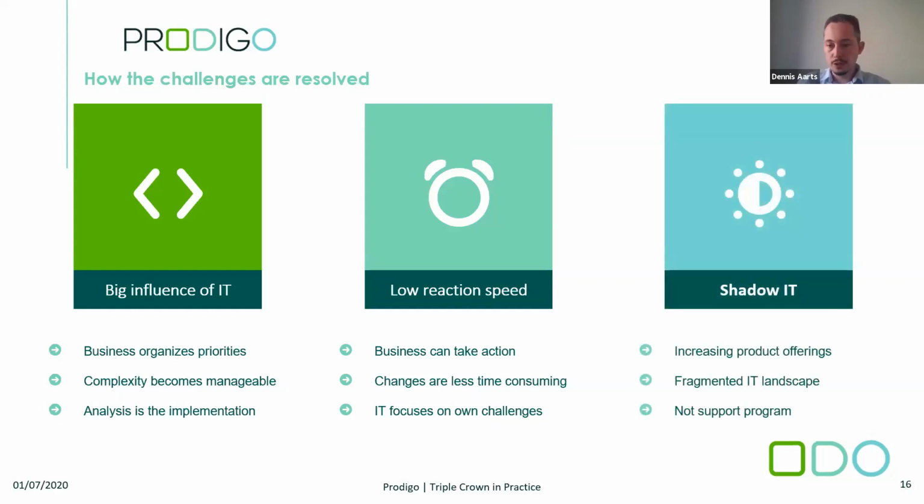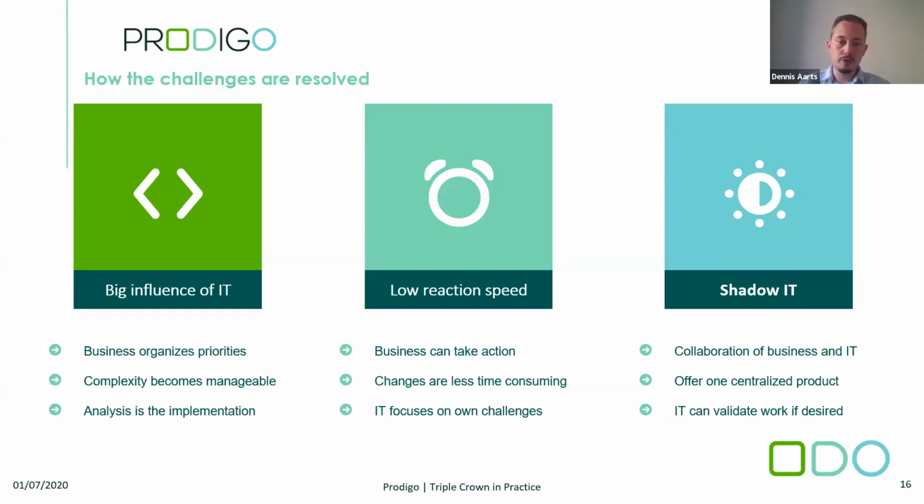And then shadow IT, so what were the problems there? The increasing product offerings, the fragmented IT landscape, and no support program for the applications being developed by the business itself. So the solutions there: applying the Triple Crown has to be done in such a way that it provides a collaboration between business and IT. That means that if you are doing a product selection, for example, you have to invite IT to set their requirements as well. For example, if you are a Microsoft oriented infrastructure, then you aren't going to introduce Unix-based platforms, or they have to be provided via the cloud, for example. But you have to have an agreement with IT about the product that is going to be used.